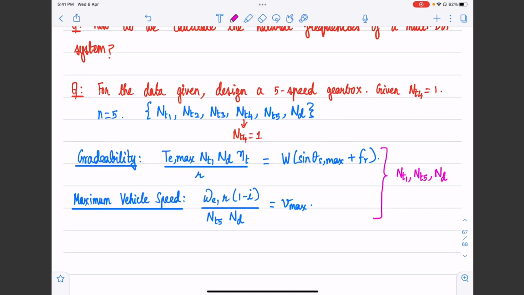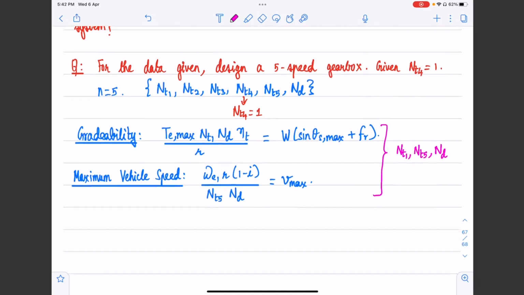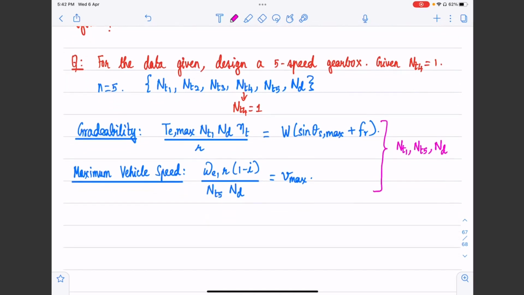So what do you think we can do to solve this problem? Sir, we need to fix NT5. We need to fix NT5, is it? Okay. How do we do that? Or we'll have to fix ND. Okay. But then the task is to calculate those parameters, right? So we need to find the numerical values of those parameters. If you mention we can fix those values, how can we go about it? Any ideas?